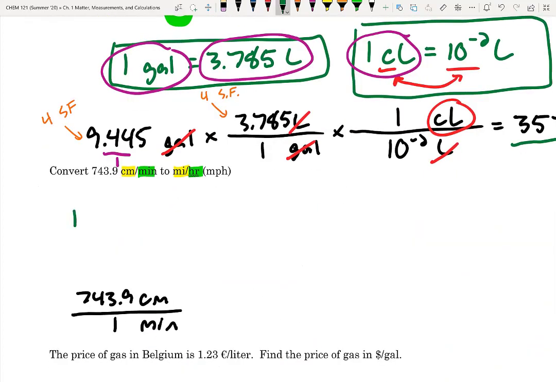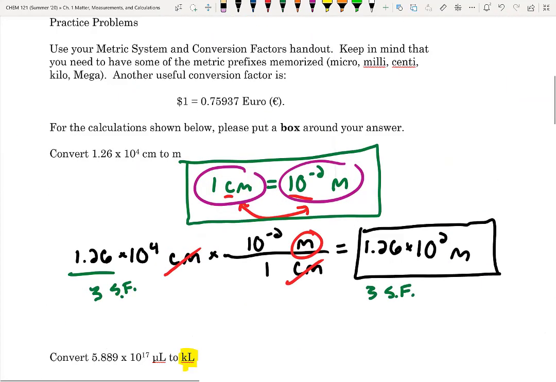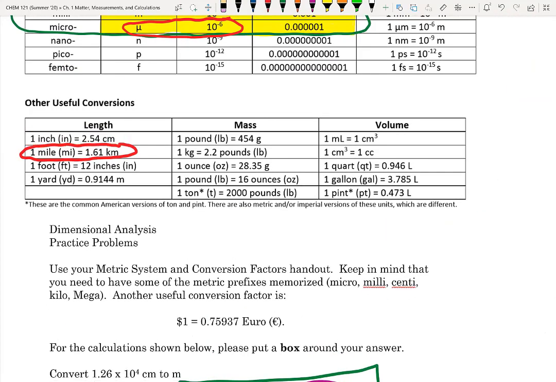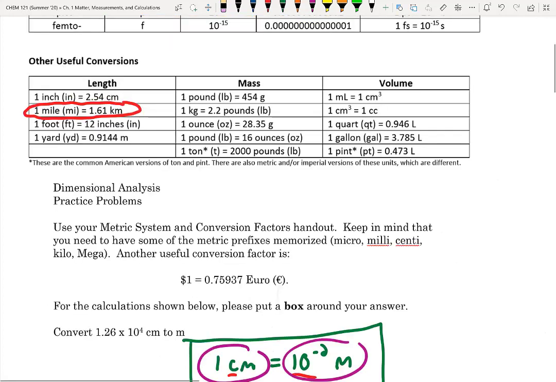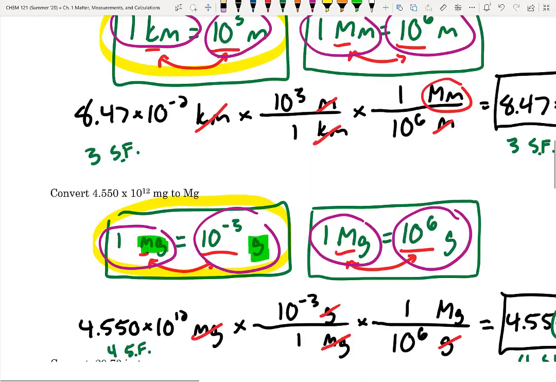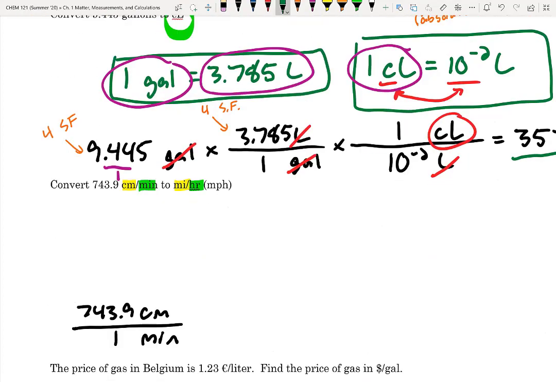Actually, sorry, let's go back up and do that one more time. I think I'm making this harder than it needs to be. We've got 1 mile equals 1.61 kilometers. So let's do that one first.